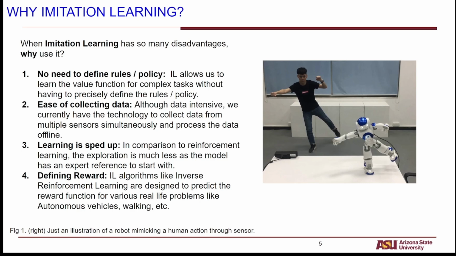So, when imitation learning has so many disadvantages, why do we still use it? Imitation learning permits us to model complex tasks without having a predefined policy. With today's technology, we can collect a rich data set using multiple sensors easily. Because we have access to expert policy, the time spent in learning is significantly reduced.